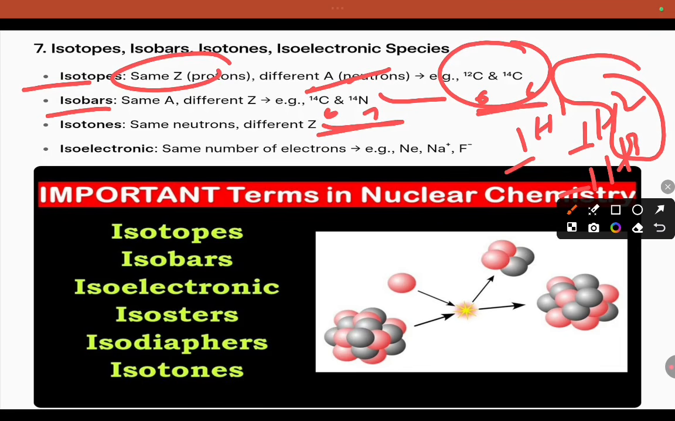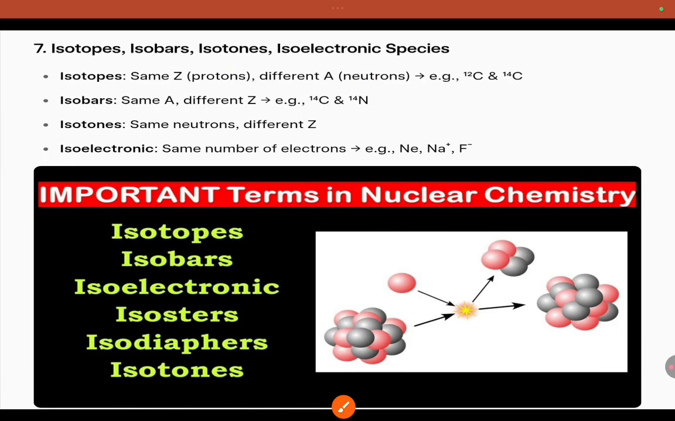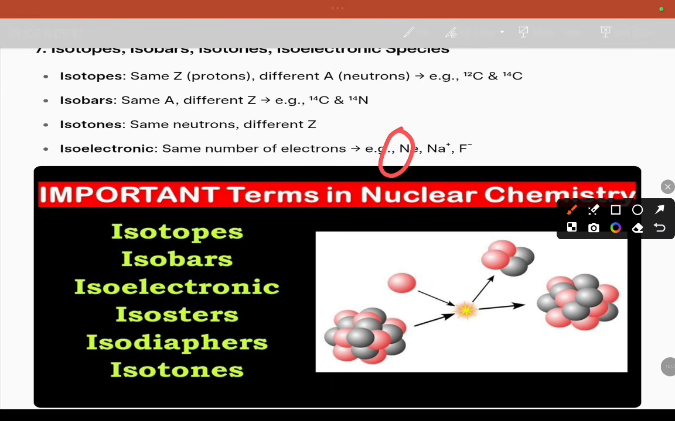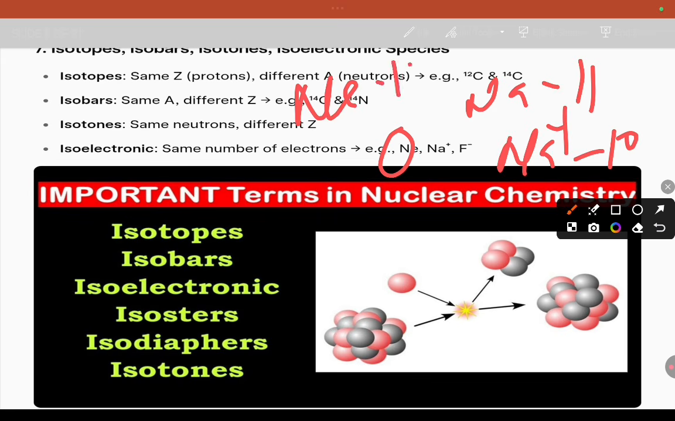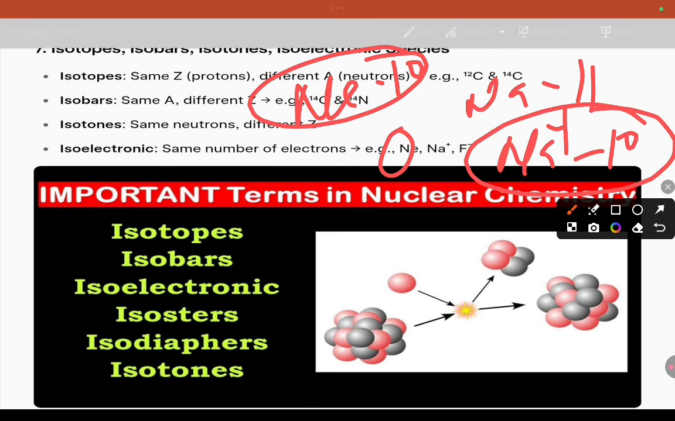Isotones: they have the same number of neutrons. What is isoelectronic? They have the same number of electrons. For example, you can take sodium and neon. Neon has 10 electrons; sodium is 11 and Na plus has 10. So neon and Na plus have the same number of electrons, so that is isoelectronic.